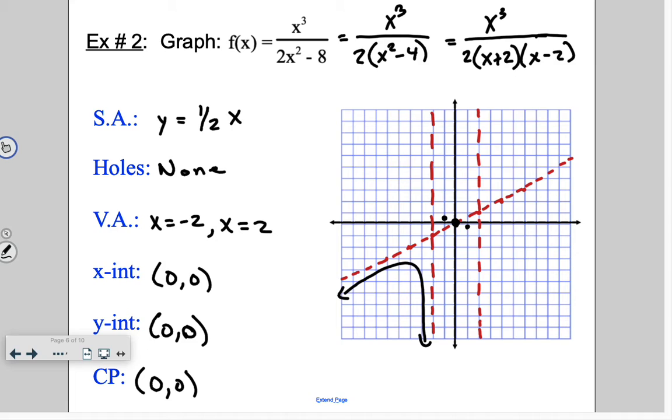Again, that may not be enough. That may not help you enough. So you may want to pick -1.5 and plug it in. And you can use your calculator to get the values just to see what's going on. Ultimately, what's going to happen on this part of the graph, it looks something like this.